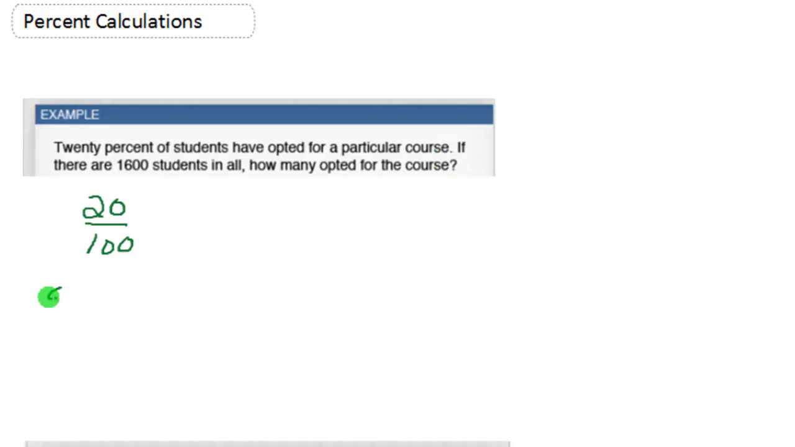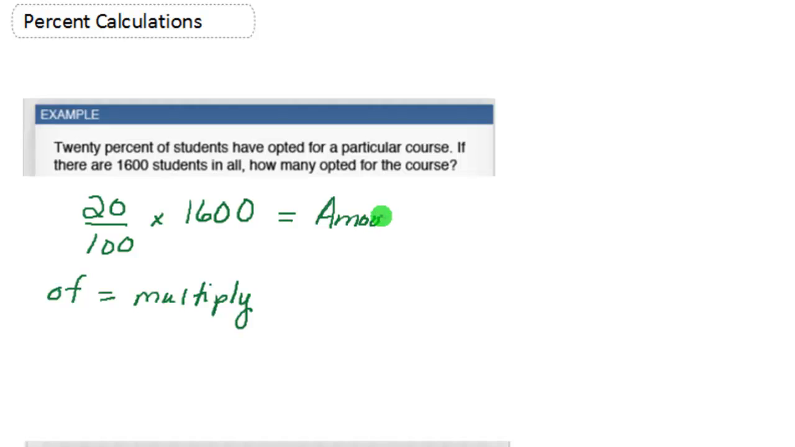Now, here's something to know about math. Usually "of" will mean multiply. So 20% of, so times, students have opted for a particular course. If there are 1,600 students in all, so of 1,600, equals, and then this will be your amount, which is what we're looking for. So in this case, here's our rate over 100, R over 100, times the base equals the amount.